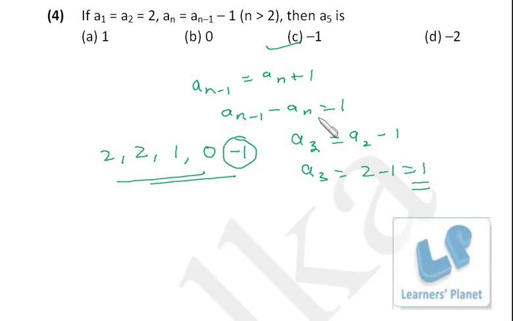If you know that the difference between two consecutive terms is 1 and the series is decreasing, then easily you can find out the fifth term.